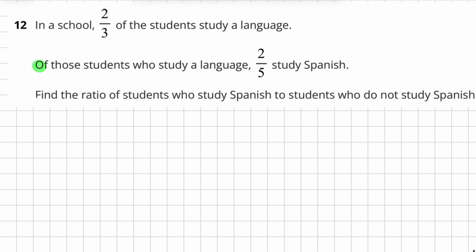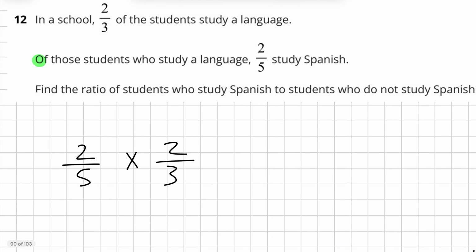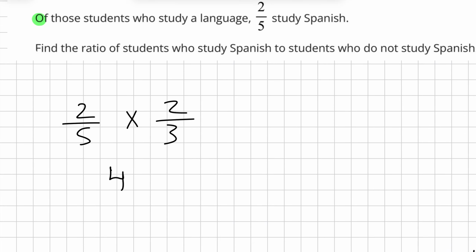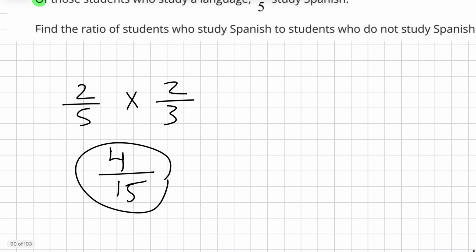First of all, think of how we're going to get the students who are studying Spanish. We know one key point: those studying Spanish are 2/5 of 2/3. So 2 over 5 of 2/3 means multiplication. So 2 over 5 times 2 over 3 is going to be 4 over 15. So 4 over 15 of the people study Spanish.